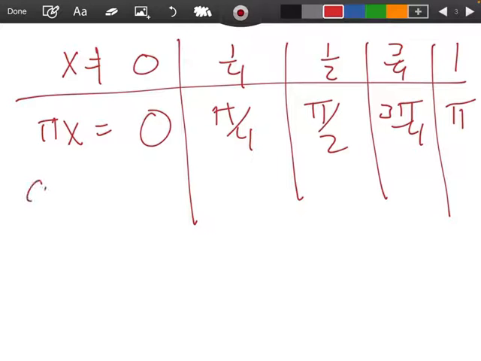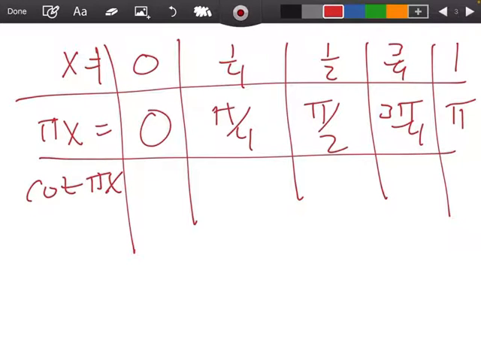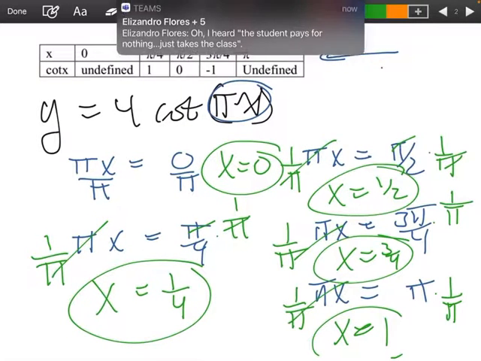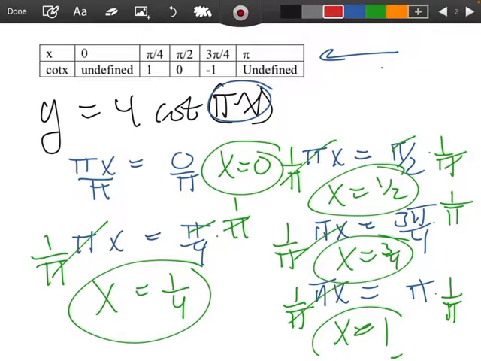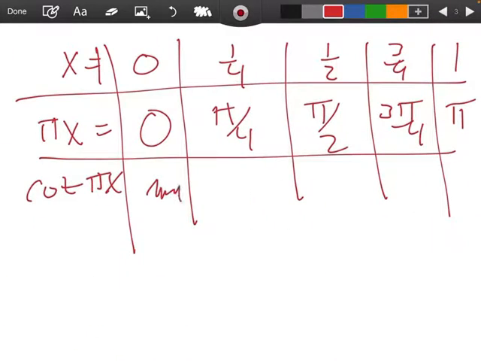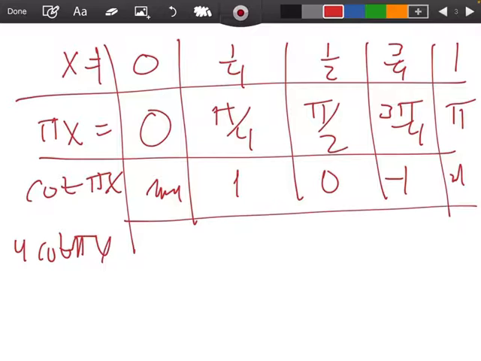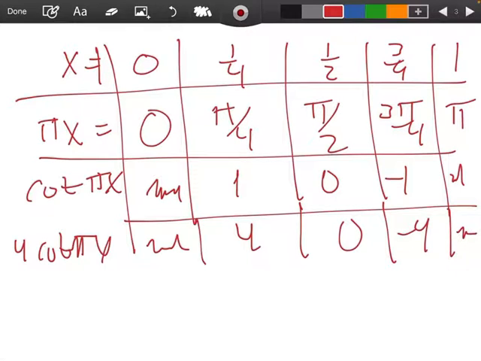And so now we have cotangent of pi x. So I'm going to come back over here. So what do we have? Undefined, 1, 0, -1, undefined. And then now we're going to multiply this by 4. So this is still undefined. Now this is 4, this is 0, -4, still undefined.